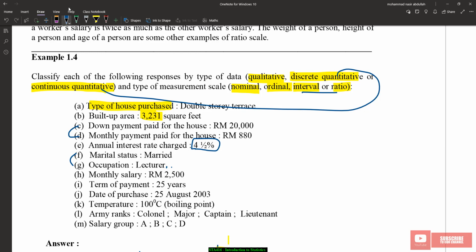Right. Term of payment. Term of payment, okay. Term of payment is a quantitative. What is type of quantitative? Discrete or continuous? Discrete. So then it lies under interval or ratio? Ratio. No, it's interval. Because term of payment 0 years memang tak wujud. Mesti ada years dekat situ, right? Date of purchase sama juga, interval. Temperature also interval. Army rank, colonel, major, captain, lieutenant. So this is a qualitative ordinal. Salary group also ordinal, right?